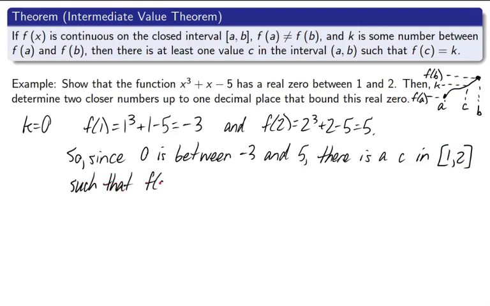So what I did was I took this picture, x cubed plus x minus 5, and I have proven that there is a place where it crosses the axis strictly between x equals 1 and x equals 2. Now that we've done this, the question's also saying determine two closer numbers up to one decimal place that bound this real 0. Rather than spend a lot of time doing a few, I'll give you what the two values are, but feel free to pause this video real quick and try plugging in values between 1.0 and 2.0 to find the two numbers where one is negative and one is positive, because somewhere between 1 and 2 it will switch from negative to positive.